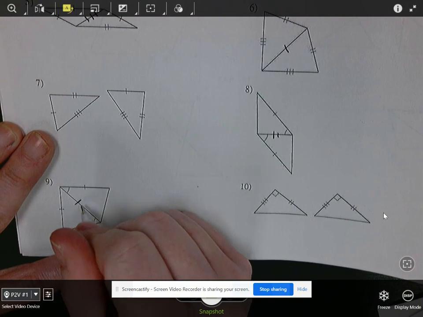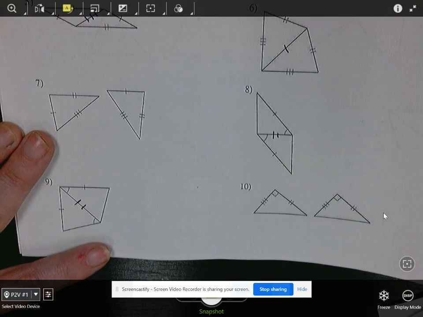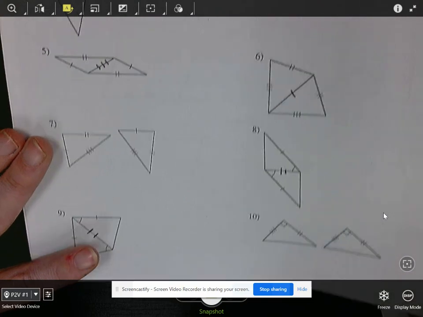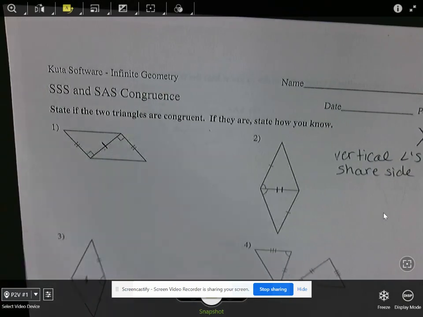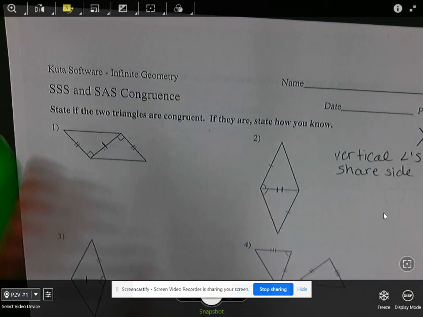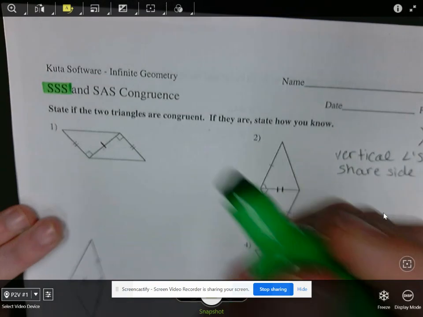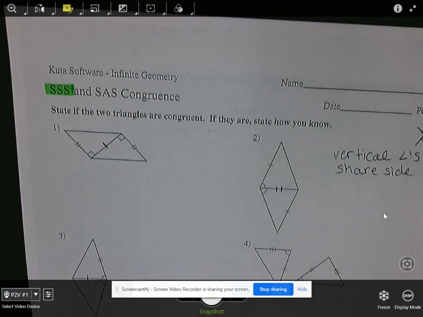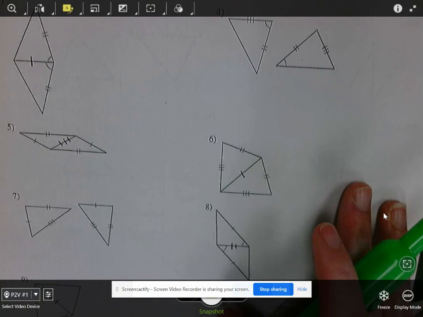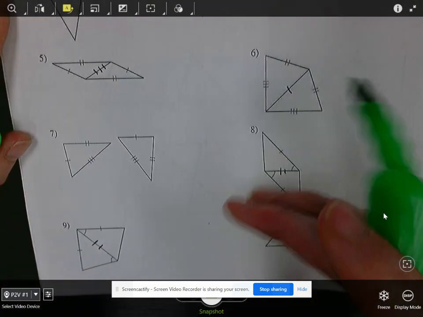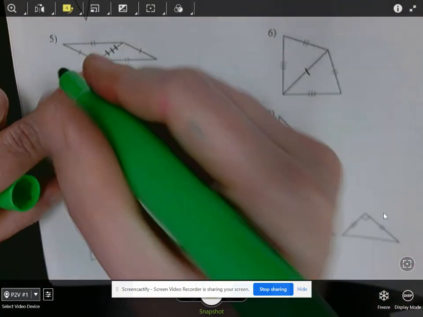9 shares a side, and those are the only ones that share a side. Okay, so side, side, side, and side, angle, side. In order to use side, side, side, it has to have 3 sides marked congruent. So if you've gone through and already marked them congruent, now you're looking for a set of triangles that have all 3 sides marked. So if I'm looking, I can skip all the way down to number 5 because all of those only have 2 pairs of sides.